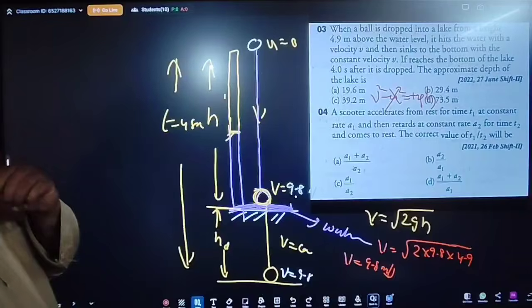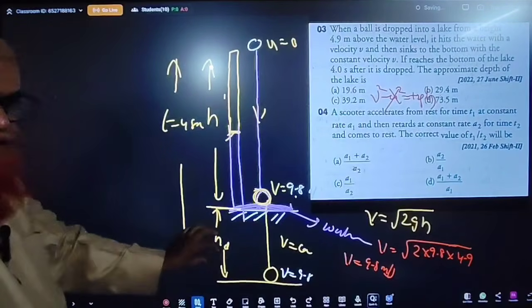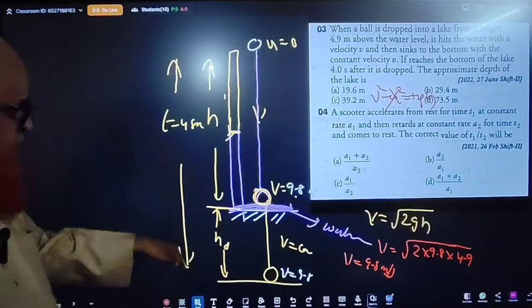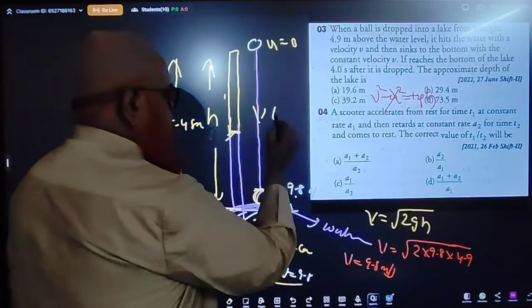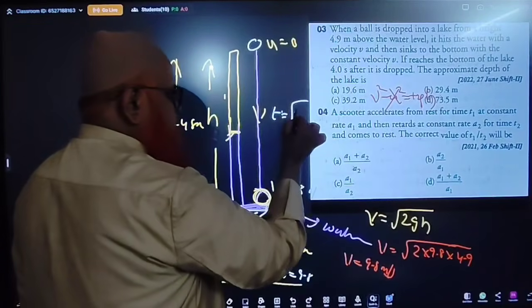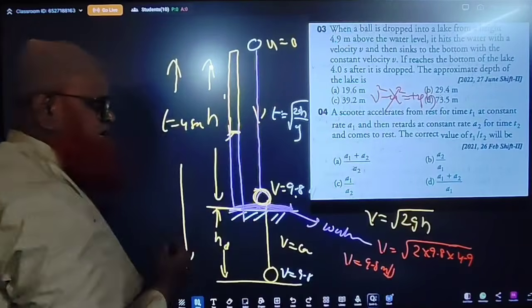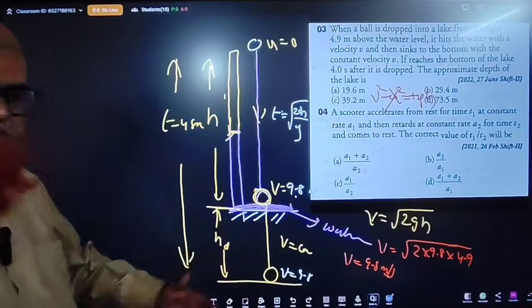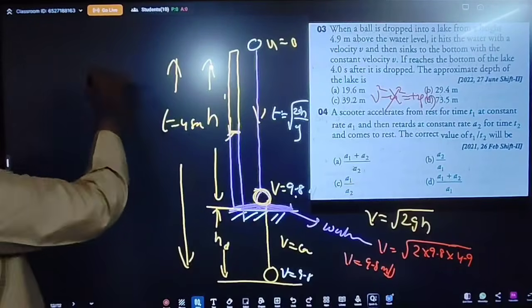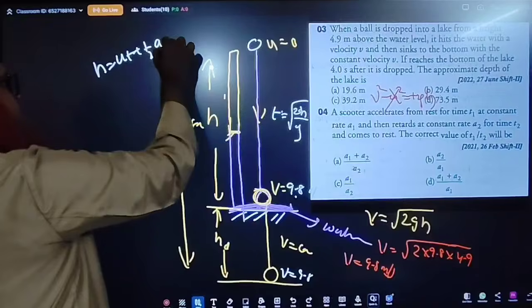Okay. So what is the appropriate depth of the lake? We have to find this depth now. First of all, the total time is given. We don't know how much time it takes to reach the surface. If you find it out by using the formula square root of 2h by g, then it is easy to find out the remaining time. How? This formula I have told you. What is the formula I have used here? h is equal to ut plus half gt square.